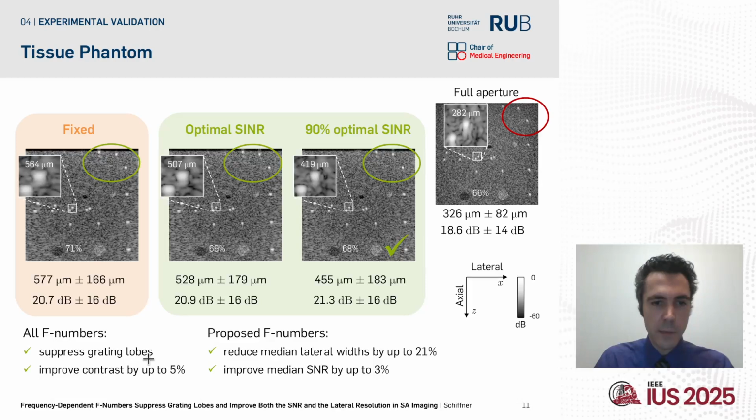All F numbers suppress grating lobes and improve the contrast by up to 5%. The proposed F numbers, in comparison to the fixed F number, reduced the median wire widths by up to 21% and improved the median SNR by up to 3%.